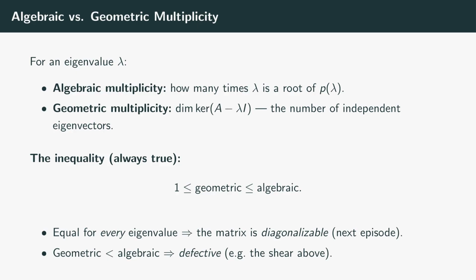eigenvectors. But when the geometric multiplicity is strictly less than the algebraic, as in our 5-5 shear, the matrix is called defective. It is short on eigenvectors, it does not have enough independent eigendirections to fill the space. Defective matrices are the troublemakers of the theory, and recognizing them is exactly knowing when these two multiplicities fail to match.